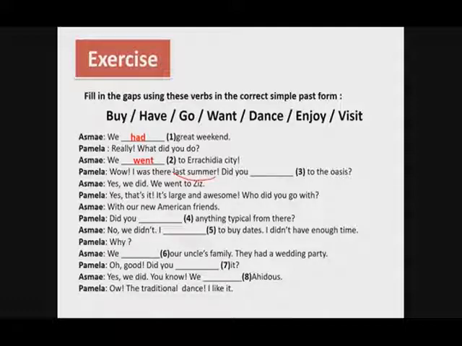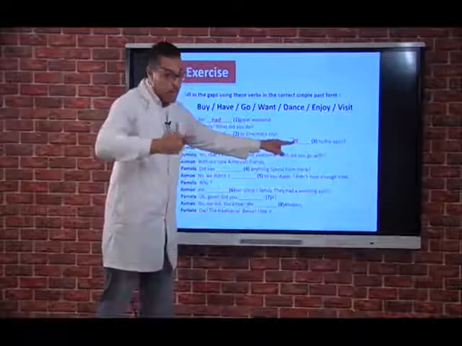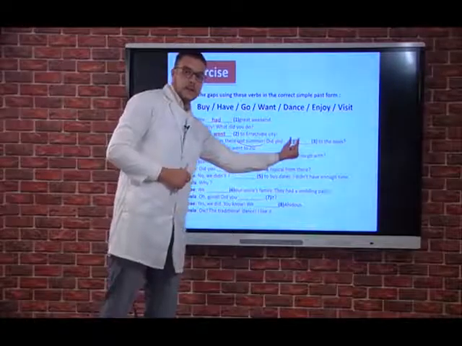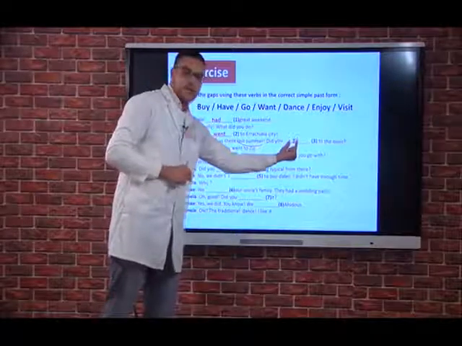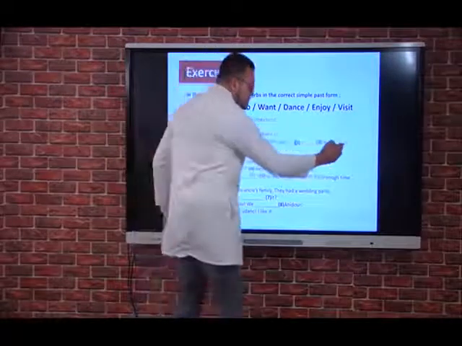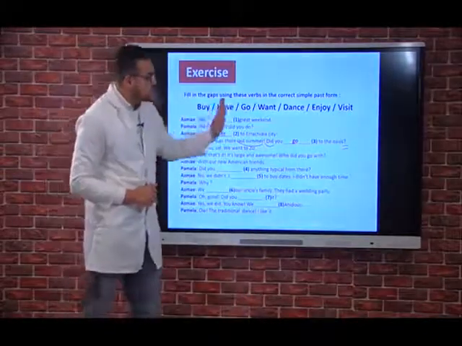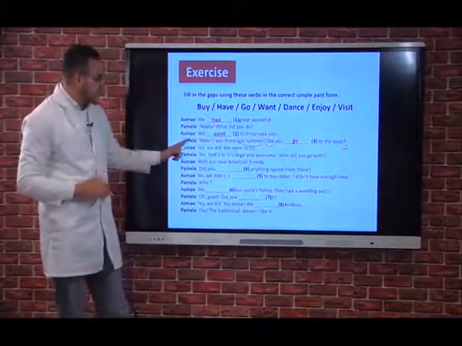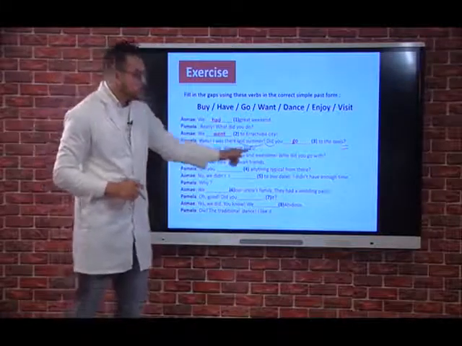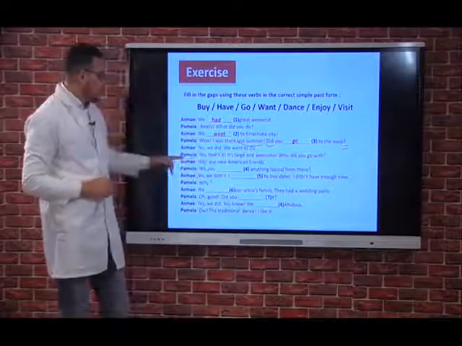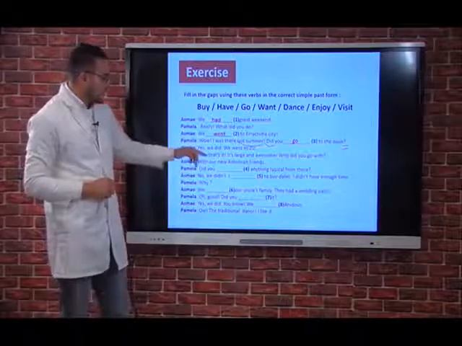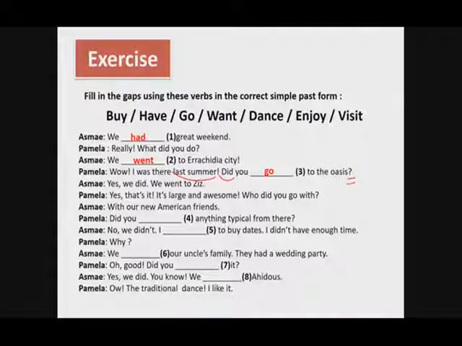Question here: did you to houses? So what do you say here? We are going to use the verb to go again, but here it's in the base form. Do not conjugate this verb because it's a question. It's a question with auxiliary did. And we say, did you go to houses? Asma said, yes, we did. We went to this. Pamela, yes, that's it. It's large and awesome.